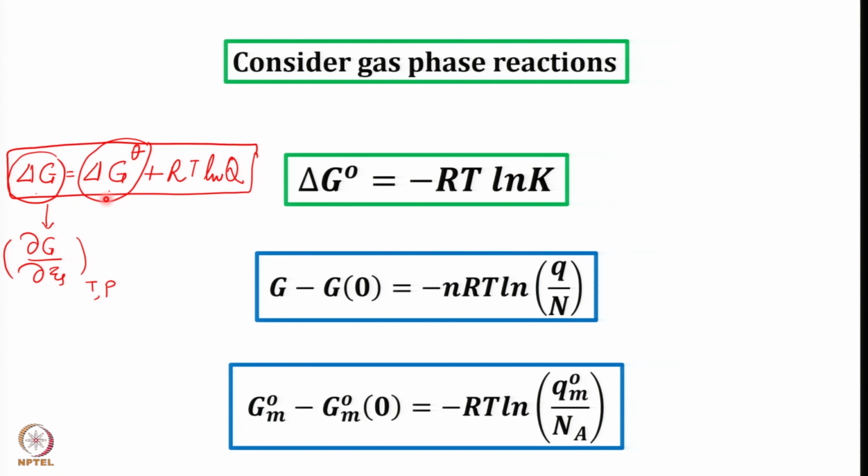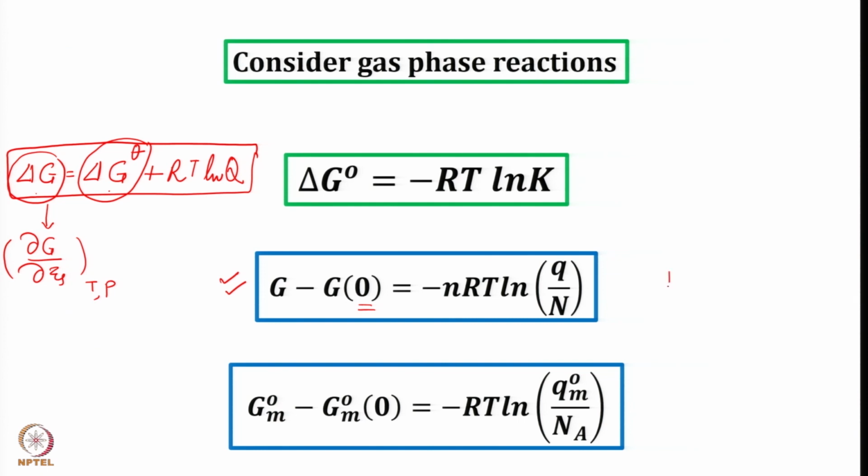Now, since today's task is to correlate K with Q, that means we have to connect this K somehow with the Gibbs free energy or the changes in Gibbs free energy under standard state conditions. From our previous discussion, we have derived this equation, G is equal to G0, this is at absolute zero, T is equal to 0, minus nRT log Q by N. This we have discussed earlier.